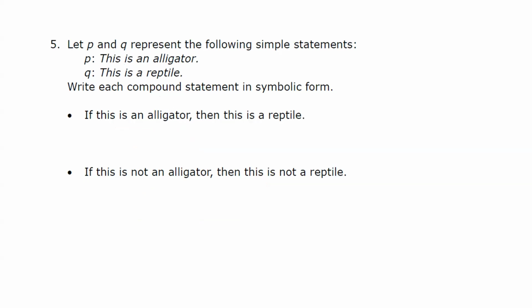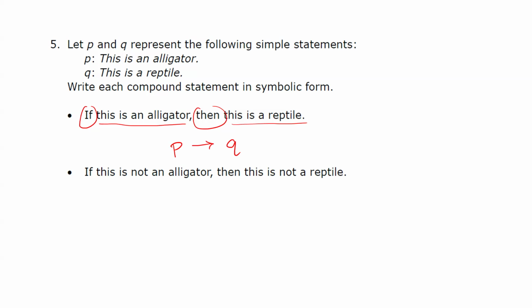Our P statement is this is an alligator, and Q is this is a reptile. So for the first one, if this is an alligator, then this is a reptile. Okay. So we know we're working with if then, so that's conditional. This is an alligator is the statement for P. This is a reptile is the statement for Q.